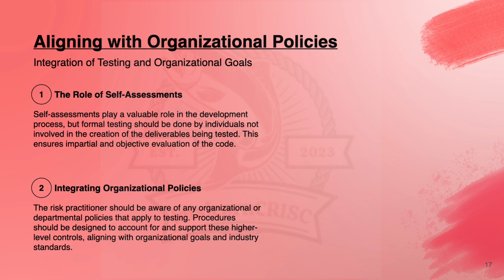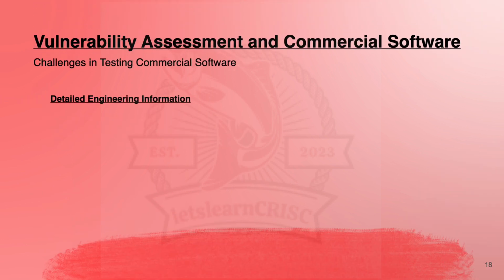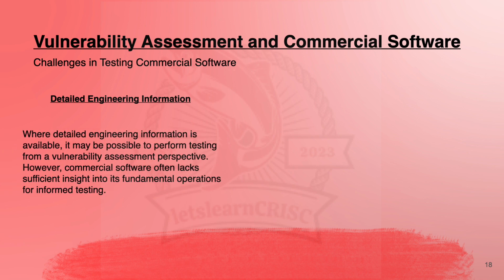Right? Moving next we'll discuss about vulnerability assessment and commercial software, that are challenges in testing commercial software. First is about the detailed engineering information. Friends, if there is detailed engineering information available, it may be possible to perform the testing from a vulnerability assessment perspective, right? So this means checking the software for potential weakness, or vulnerabilities.